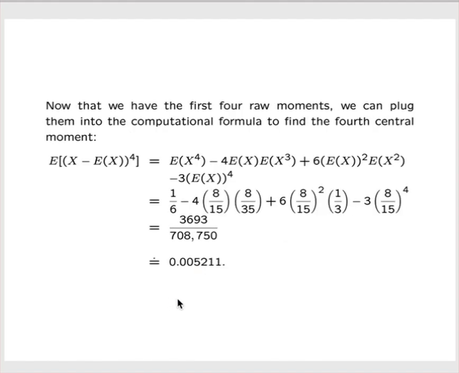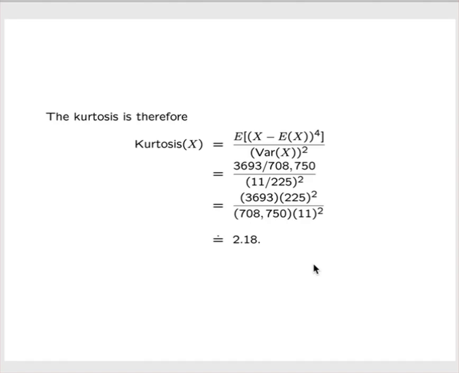Okay, and so now that we have all first four raw moments, we can utilize the expansion formula to find the fourth central moment. Plugging those values in and being very careful in our calculations, we get a value written as a fraction, 3693 over 708,750, or expressed as a decimal approximation, positive 0.005211.